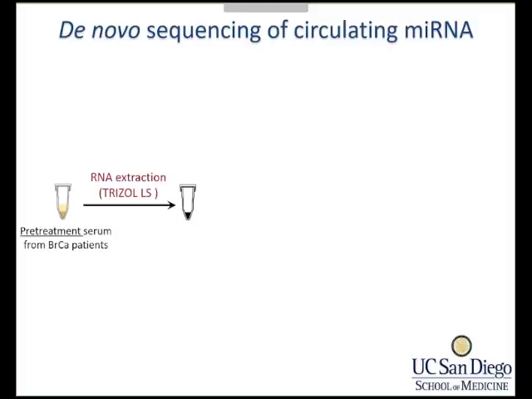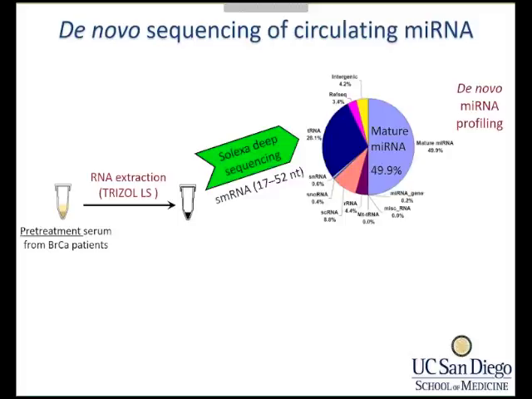So what we did is to purify all circulating RNA and subject it to deep sequencing with a focus on the small RNAs between 17 and 52 nucleotides long. The sequencing results show that almost half of the small RNA sequences can be aligned to mature microRNAs, confirming that mature microRNAs represent a major component of the extracellular RNA or small RNA found in human sera.